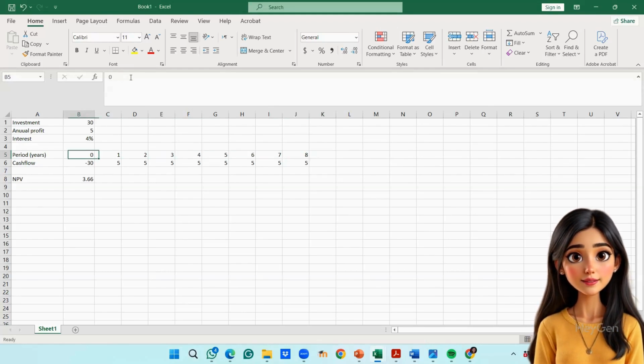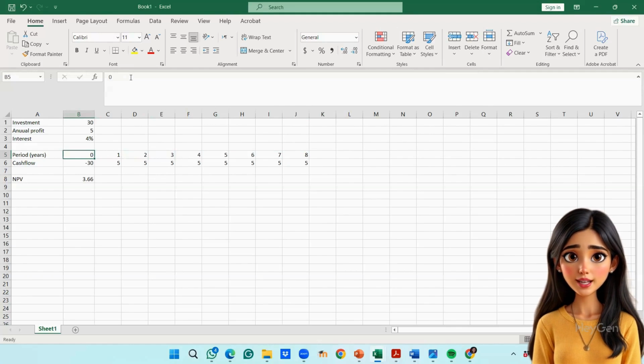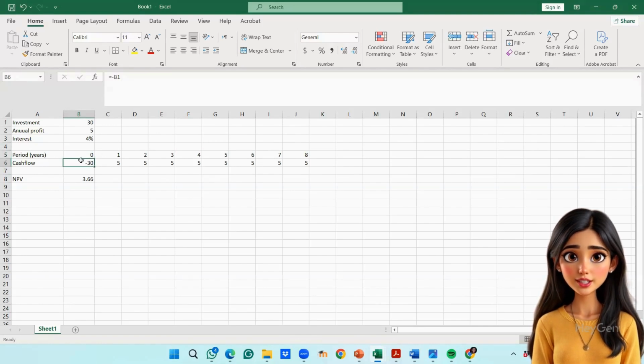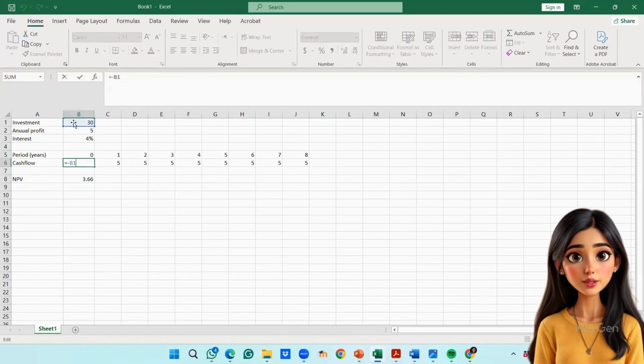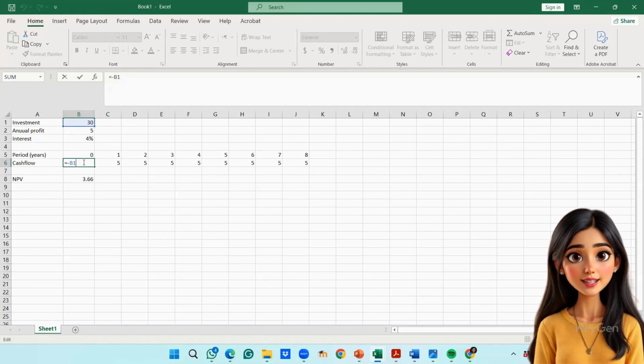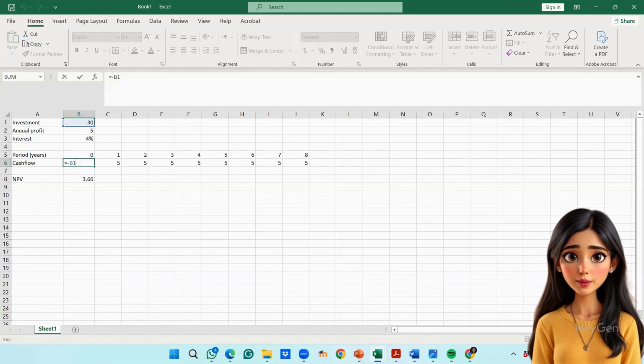Now, today, right at year 0, I have to make that initial investment of $30. That's why in the spreadsheet, I've connected my formula to the value I entered in cell B1 and added a minus sign, because this money is leaving my pocket. An investment means cash is going out, not coming in, so it's important that the spreadsheet reflects that.